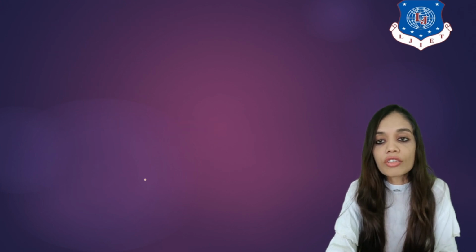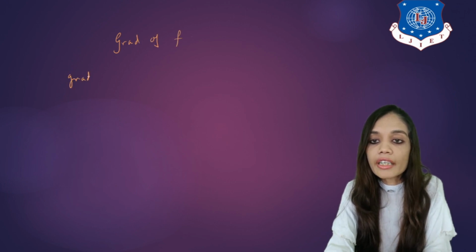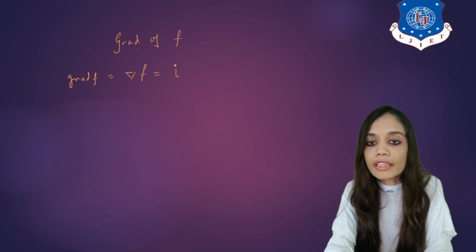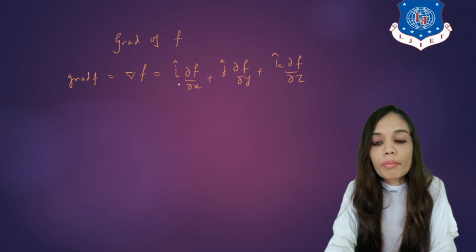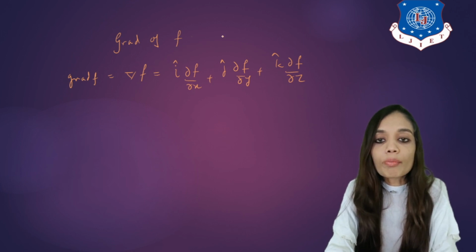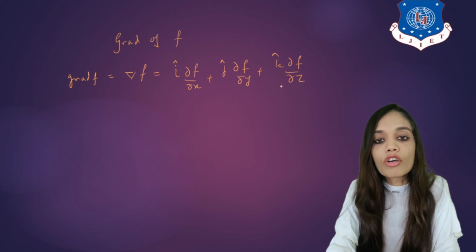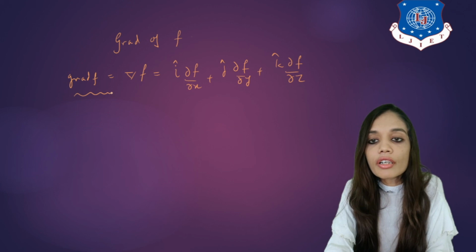So in today's session, we have studied how to find, firstly, the gradient of a function. The gradient is denoted by grad f or del f, which is equal to i cap del f by del x plus j cap del f by del y plus k cap del f by del z. Firstly, you have to find the partial derivatives, and suppose you are given a point P, then replace x, y, z by the values of the point and find your gradient.